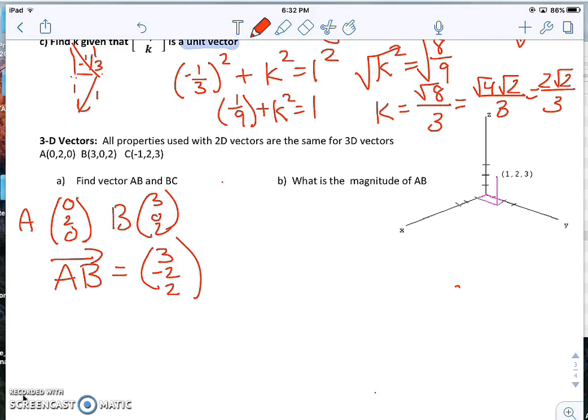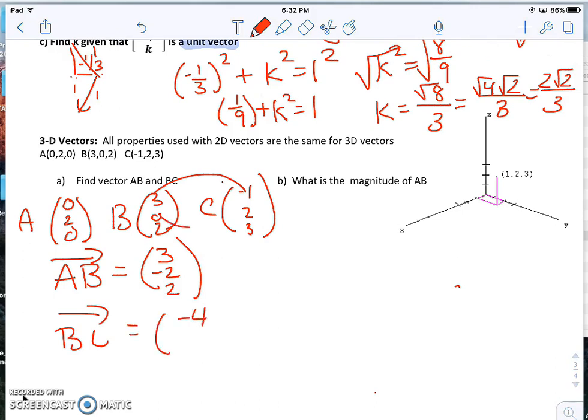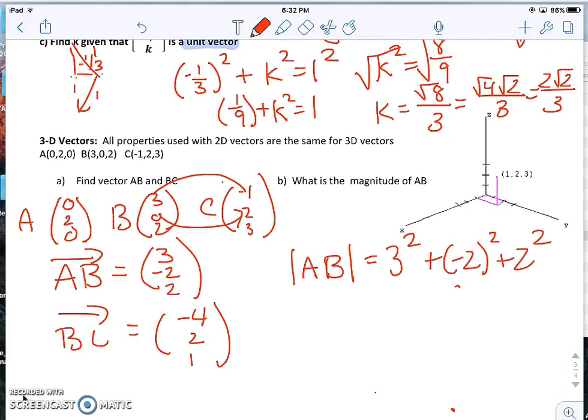And then we have to find B to C, which is negative 1, 2, 3. So 3 to negative 1 is negative 4, 0 to 2 is 2, and 2 to 3 is 1. And the magnitude of AB, once again, you'll see it with those absolute values. We just do 3 squared plus negative 2 squared plus 2 squared. So 9 plus 4 plus 4, that's 17. So we have the square root of 17.